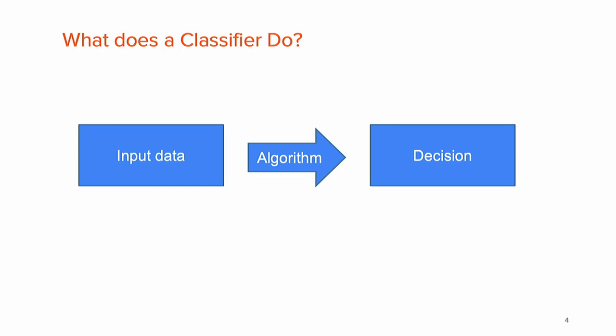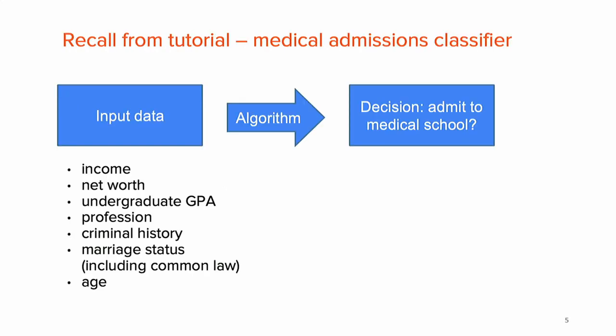a classifier is basically just something that takes some input data, applies an algorithm to it, and then makes some classification or decision based upon it. So if you were in tutorial last week, you dealt with a few different concrete examples of classifiers. Towards the end, one of the ones you considered was this medical admissions classifier.